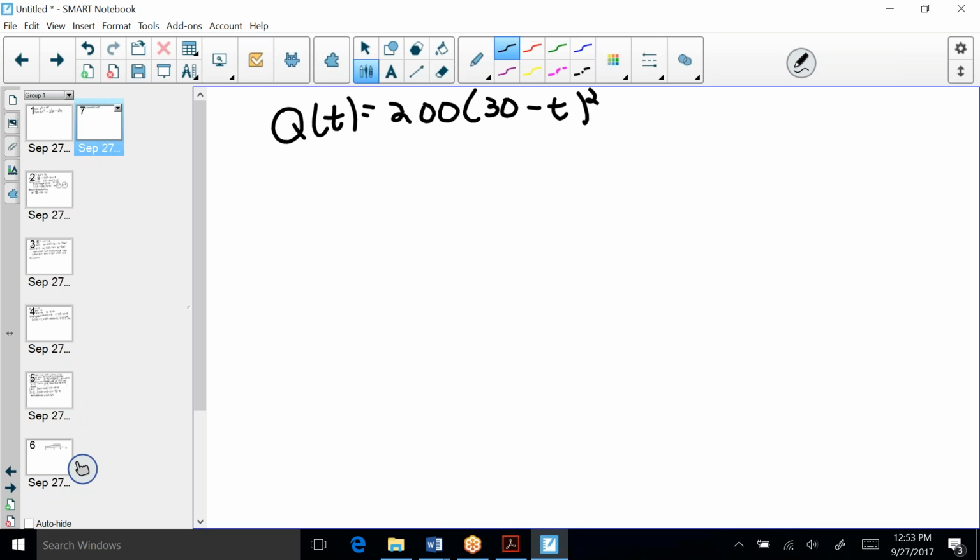How do we find rates of change? How do we find the rate at which something is changing? Find the derivative, right? The derivative is going to give us a rate of change of a function. So we're going to take the derivative of this. How do we take the derivative of this amount of water?